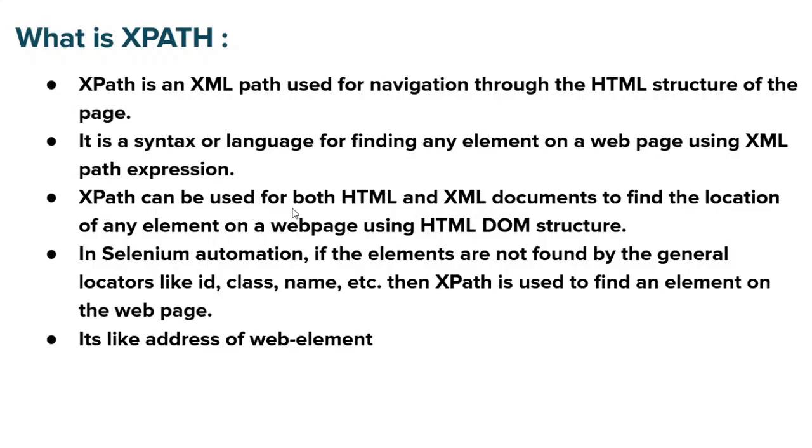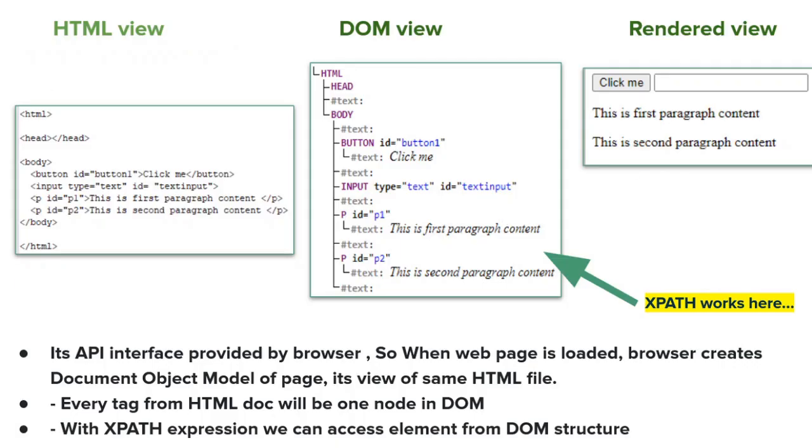XPath can be used for both HTML and XML documents to find the location of any element on a web page using the HTML DOM structure. So we will see in short what is HTML DOM structure. So what exactly is HTML DOM? HTML DOM is an API interface provided by the browser. When a web page is loaded, the browser creates the document object model of the page. So DOM means document object model of a page. It is a view of the same HTML file.